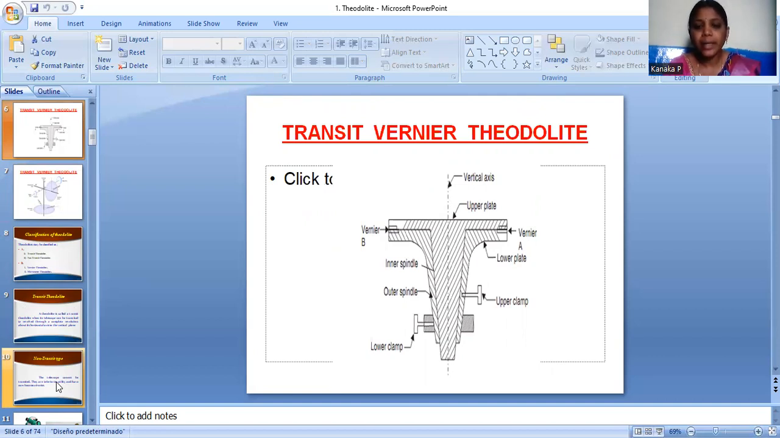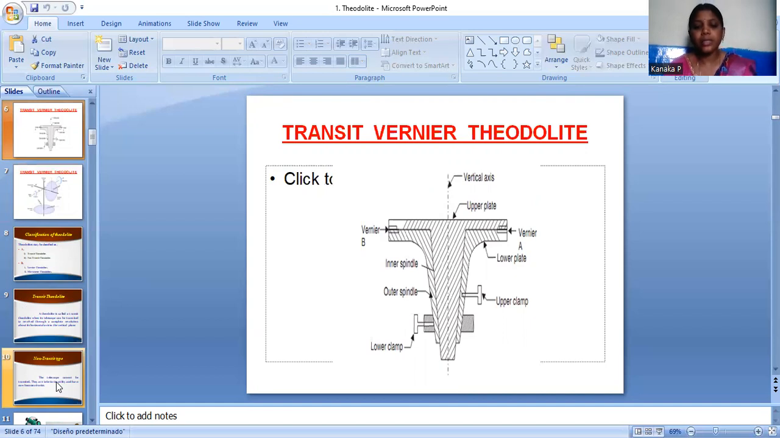Transit theodolite means the telescope can be revolved through a complete revolution about its horizontal axis in a vertical plane. Non-transit theodolite means the telescope can be rotated only by a limited amount in the vertical plane. This is called a non-transit theodolite. Mostly now we use transit theodolites.